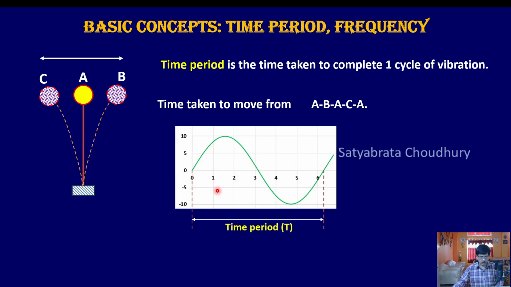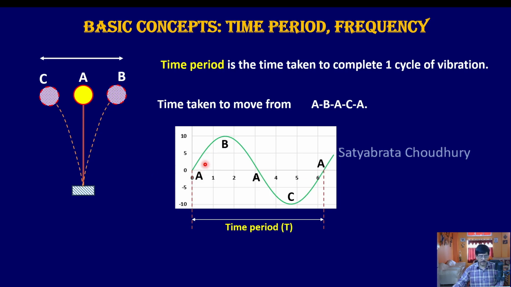So this is what is shown in this diagram. It started from 0, then peak value, then again 0, then negative peak value, then again 0. So those points corresponding to the vibration of the single degree of freedom system are here: A, then B, then again A, then C, then again A.